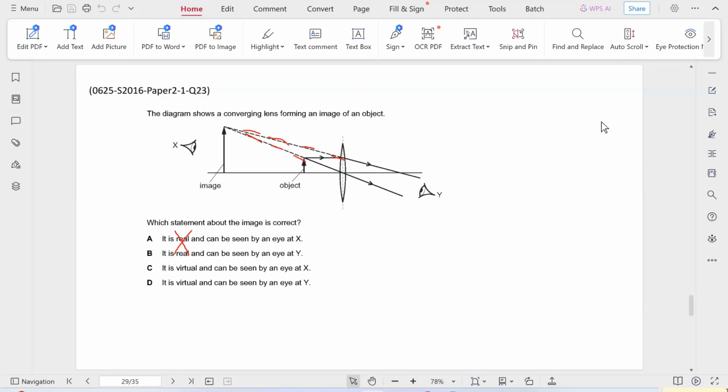Now, can it be seen by eye at X or at Y? So the thing is, this is the case of a magnifying glass. So imagine you're trying to look at something very small and you're holding a magnifying glass and you have the object on the other side. So do you put the magnifying glass between you and the object, or do you put it on the other side of the object? Of course, this does not make sense. You put the magnifying glass between yourself and the object. So your eye and the object have to be on opposite sides of the magnifying glass. So therefore, we expect the eye to be at Y, not at X. So therefore, the correct choice is D.